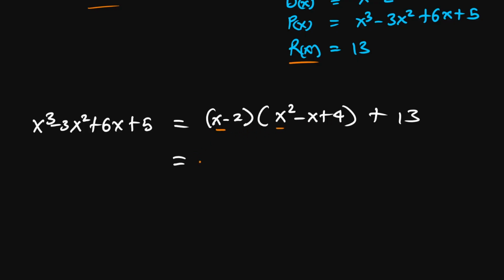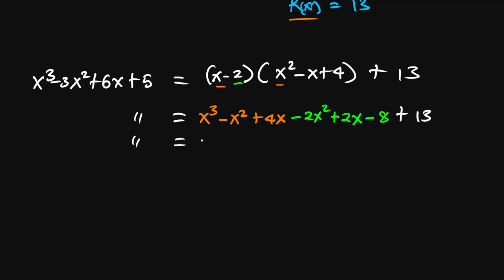x times x squared, we get x cubed, and x times negative x, we get minus x squared, and x times 4, we get plus 4x. Same applies to this. Let's multiply this. Negative 2 times x squared, we get minus 2x squared. Negative 2 times negative x, we get positive 2x. Negative 2 times 4, we get negative 8 plus 13.